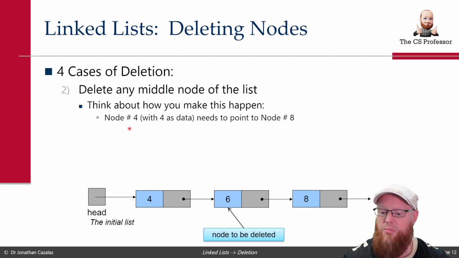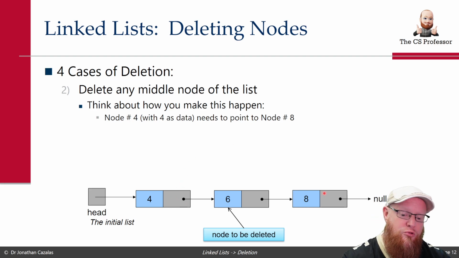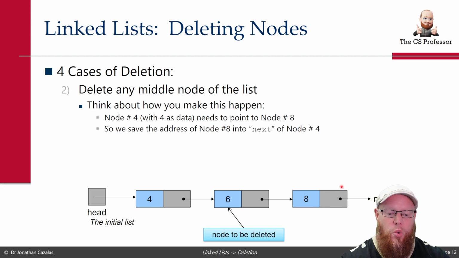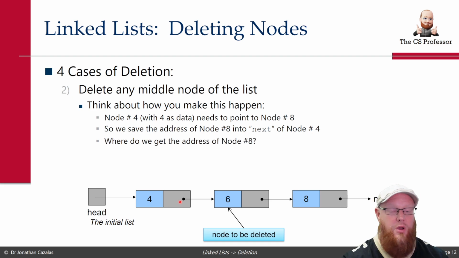This node number 4, the one that has 4 as the data, needs to point directly to node number 8, the one with 8 as the data. So we need to save the address of this node 8 into the next of the node that has the value 4. I'll call it node 4. So save the address of node 8 into the next of node 4. Once again, how do we make that happen?